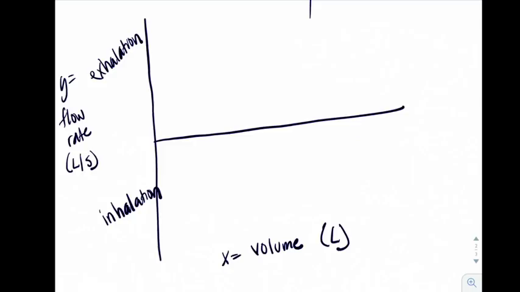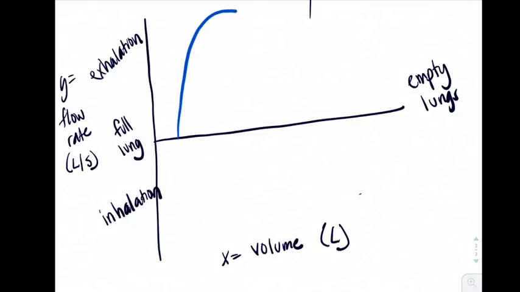As you go down the x-axis, this is actually the liters of air moving out of the lungs. So on this side is going to be, whoops, I totally wrote backwards of what I was saying. This side is going to be empty lungs, and this side will be full lungs. So again, the patient will take a deep breath in, they'll wrap their lips around the device, and as they breathe out, it will look a little something like this.